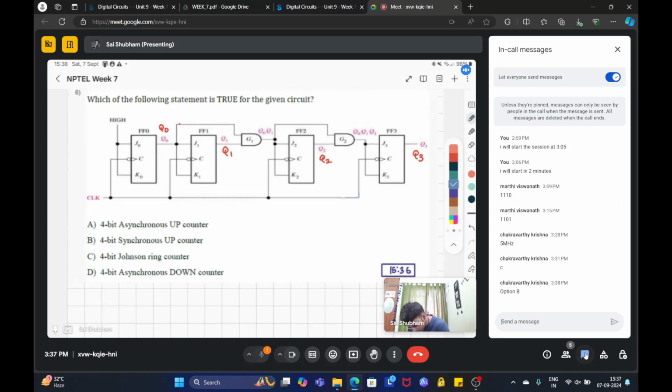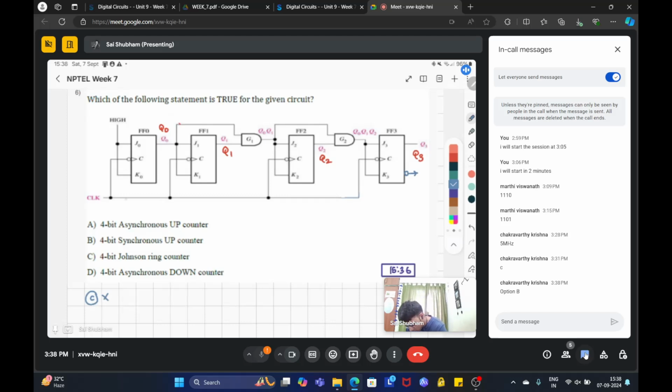The question is very straightforward. Since I explained the Johnson counter, where the bar of the last flop is fed to the first flop. Since this circuit is not similar to a Johnson counter circuit, this is not a Johnson ring counter. So option C is not the case.